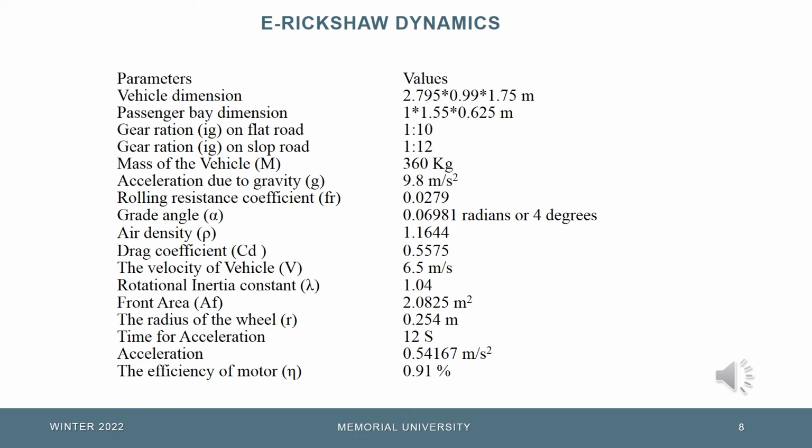It is 2.779 by 0.99 by 1.75 meters, and that is enough to accommodate 3 to 4 passengers. The vehicle mass is 360 kilograms, the acceleration is 0.54167 meters per second squared, and the maximum speed that can be achieved is 6.5 meters per second.